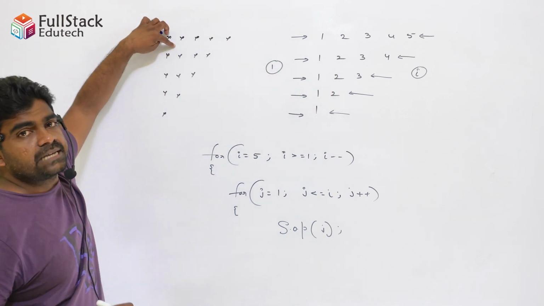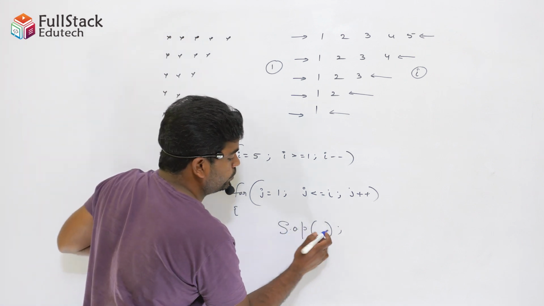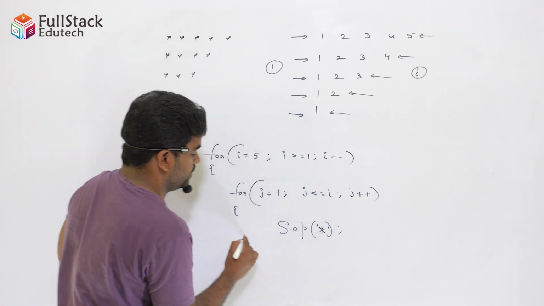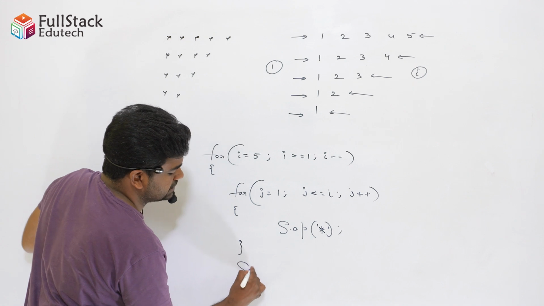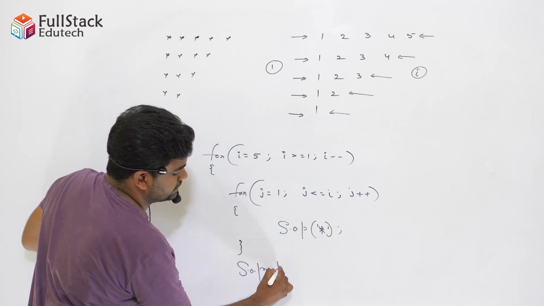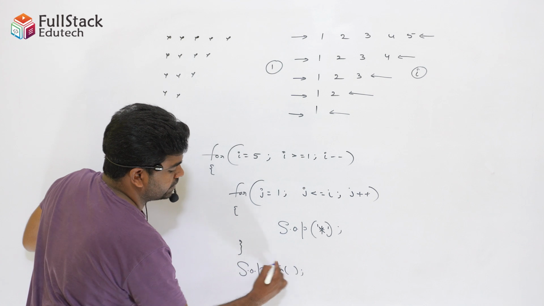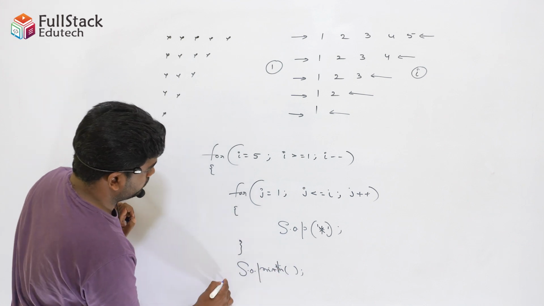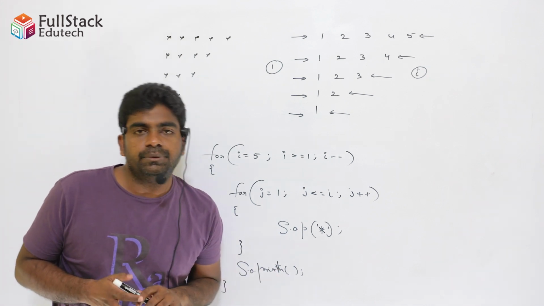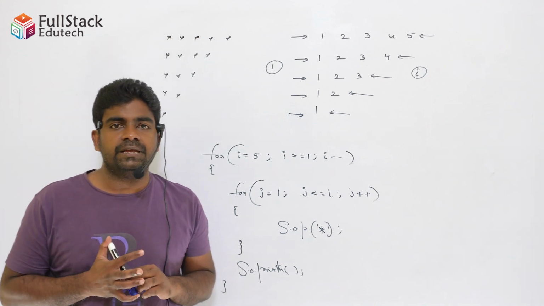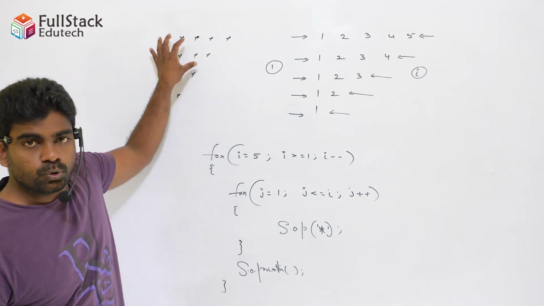We need to print stars. So all you need to do is, in place of j, just print stars. And to send the control to the next line, we use println. This is the simple way of understanding this code.